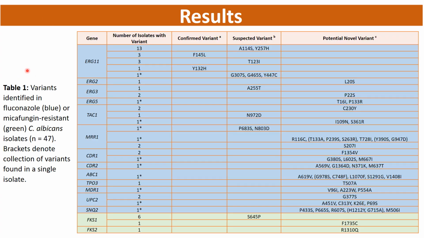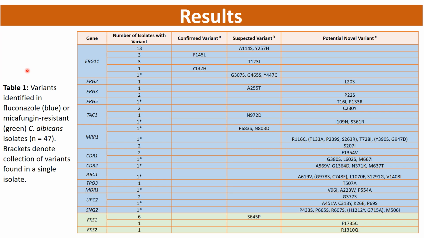In Table 1, we have all of the variants that we identified in fluconazole or micafungin-resistant isolates, either highlighted in blue or green, and we've grouped them into 3 categories. Confirmed variants, which are those that were previously experimentally verified to confer resistance in C. albicans. Suspected variants, which were not experimentally verified, but were found in at least one other resistant isolate from a previous study. And potentially novel variants, which are those that were identified for the first time in resistant C. albicans isolates in this study.